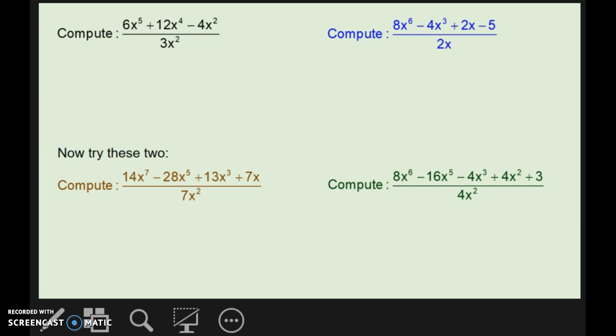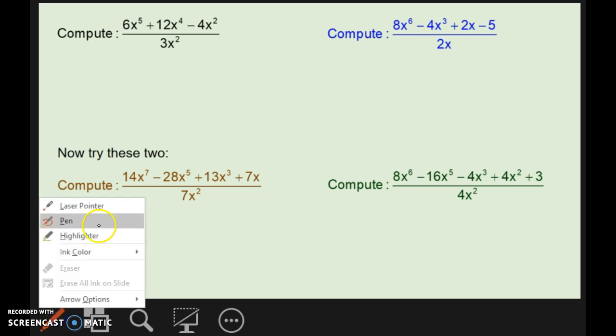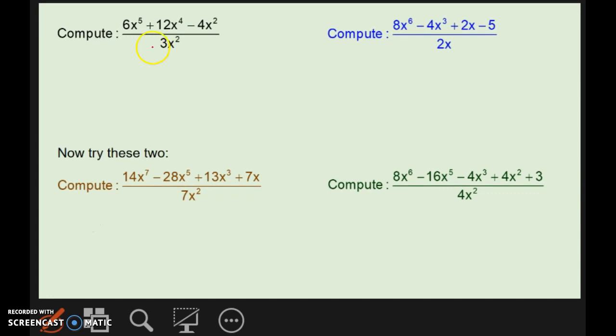The first part is going to be what we call dividing by a monomial. The term in the denominator, 3x squared, 2x, 7x squared, and 4x squared, is just a single term. It doesn't have 2, doesn't have 3, just one term we're dividing through. Now to do this is actually pretty straightforward. Essentially all we're going to do is take each of the terms in the numerator and put it over the denominator.